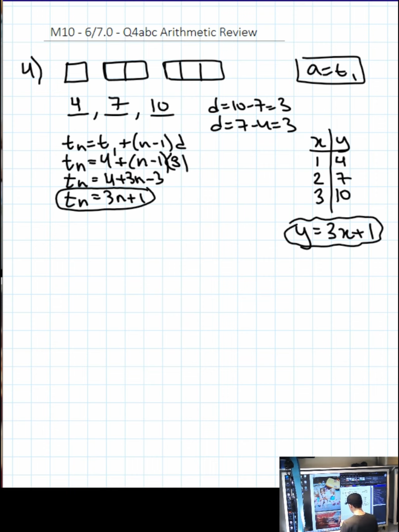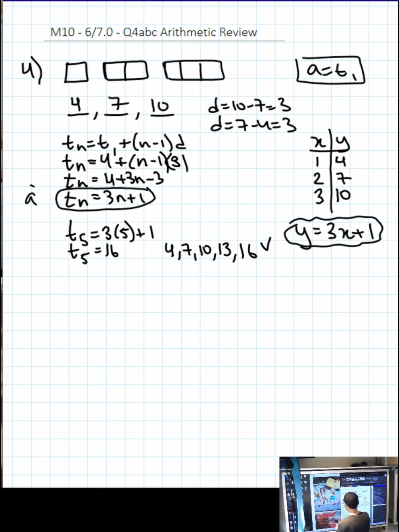So find the number of toothpicks in the fifth diagram. So T5 equals 3 times 5 plus 1. Therefore T5 equals 16. 3 times 5 is 15 plus 1 is 16. And then we can make sure: 4, 7, 10, 13, 16. We are absolutely correct. That was A, the general term, B was term 5.